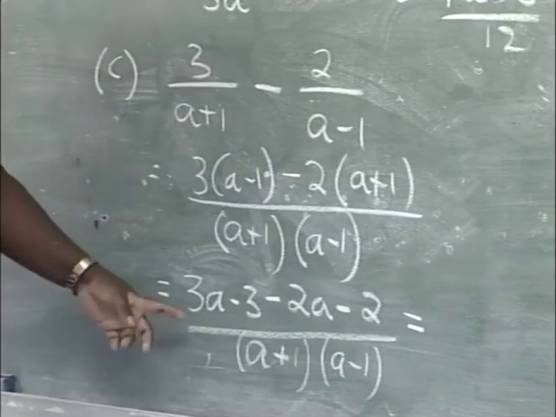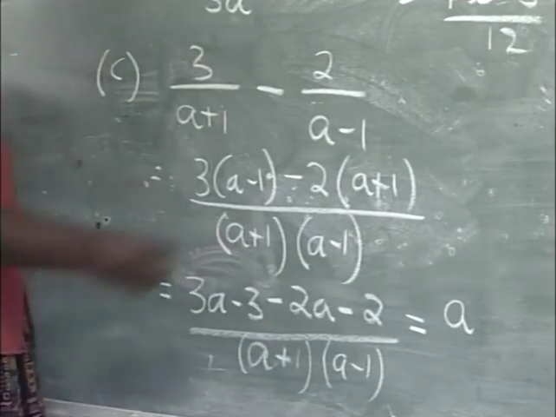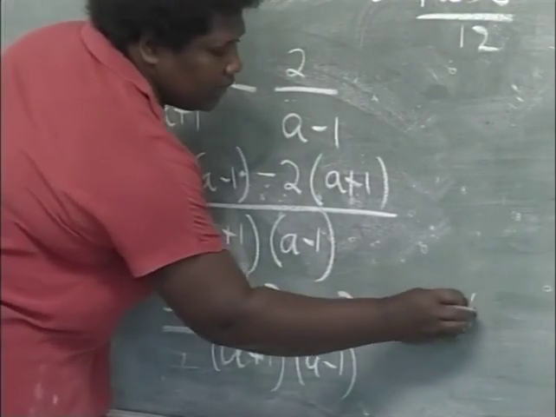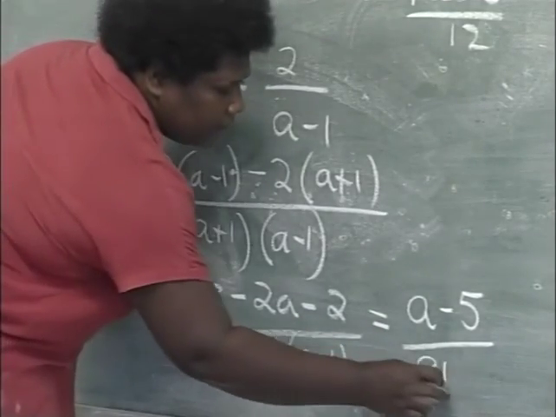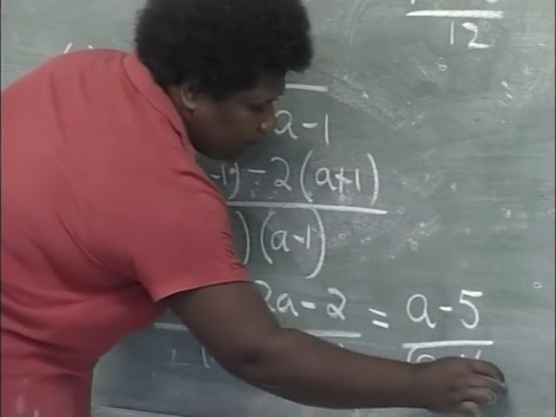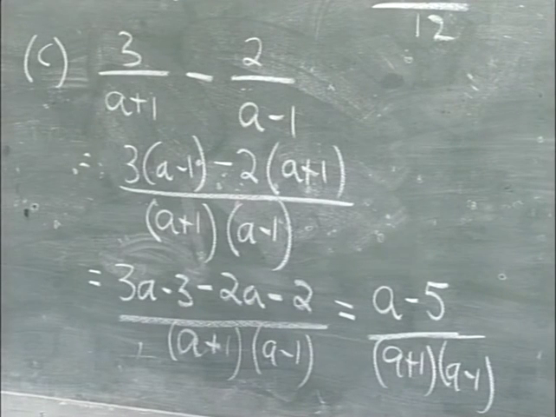All right, then we collect the like terms. 3A minus 2A is 1A, and then minus 3 minus 2 will give us negative 5. So it's A minus 5 over A plus 1 times A minus 1. That's it. You cannot simplify anymore by canceling anything. Any questions? If there is anything I didn't explain clearly, please ask.